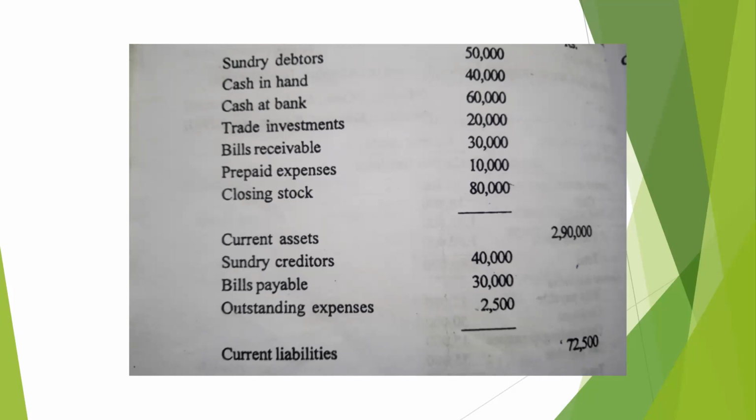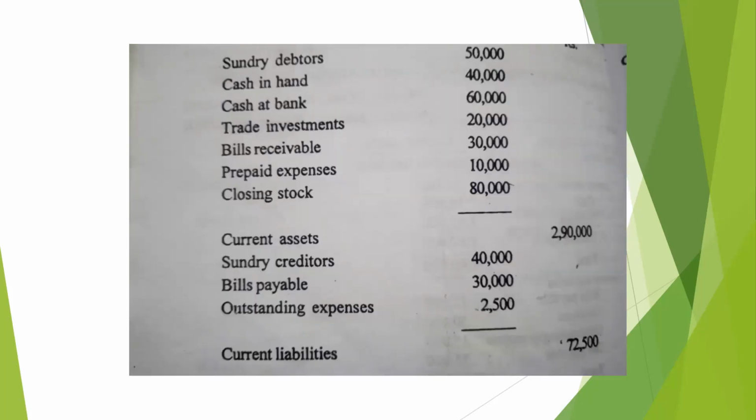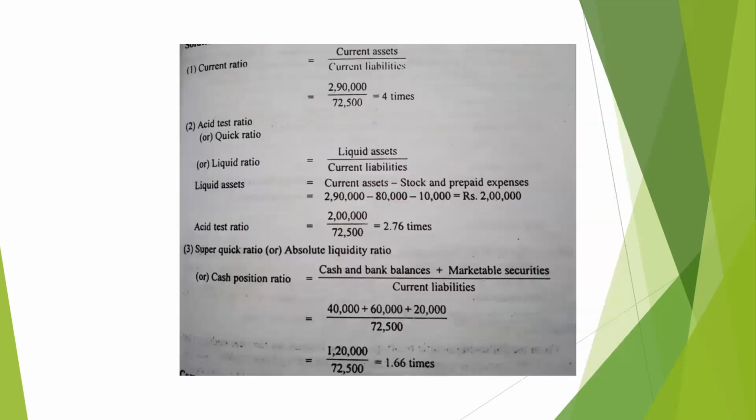Next, we are going to apply the amount in the formula. Current ratio is equal to current assets divided by current liabilities. So total current asset value is 2,90,000. Total current liability value is 72,500. So 2,90,000 divided by 72,500. So the current ratio is 4 times.